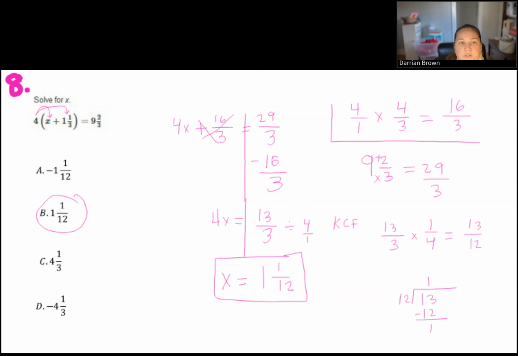Noha asked what happened to the 1. We changed that 1 1/3 to an improper fraction. So I'll put it up here at the top. 1 1/3 is the same as 4/3. That's where that number came from. So that would be 3 times 1 is 3 plus 1 on the top gives you 4. 4/3. So 1 1/3 is the same thing as 4/3.